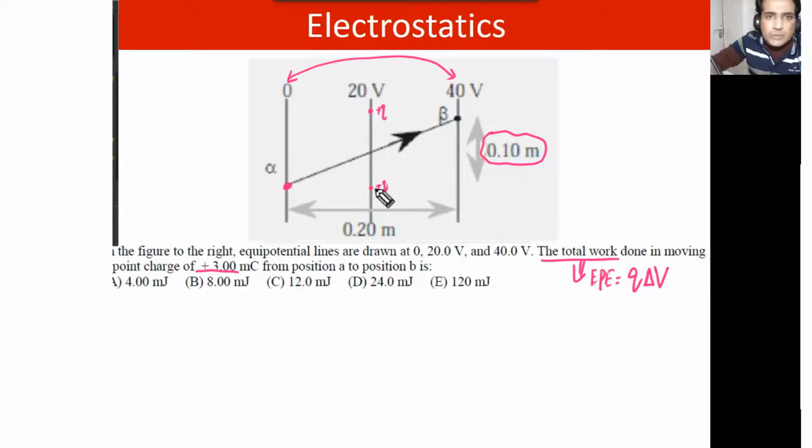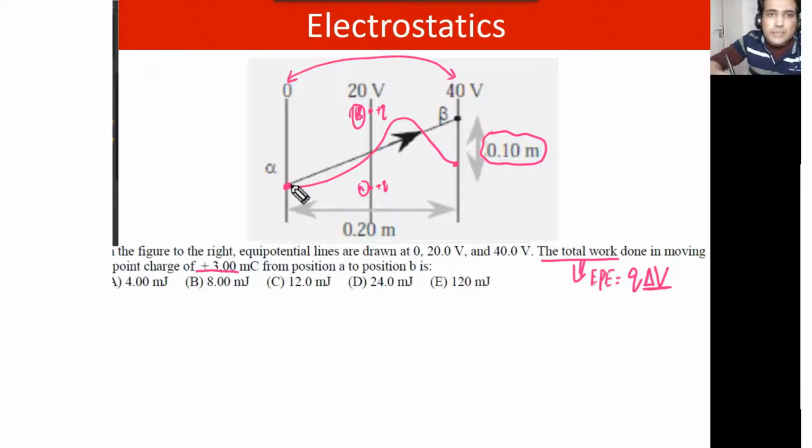So now you see, if I move a charge from here, let's say this is point A to point B, the work done has to be 0 because along this line there is no potential difference. So it doesn't matter if I go like this or like this. Excellent, it has to be 0.